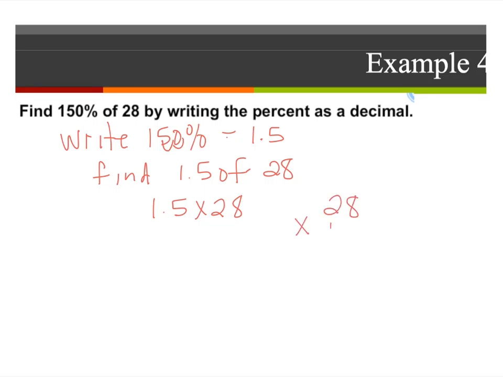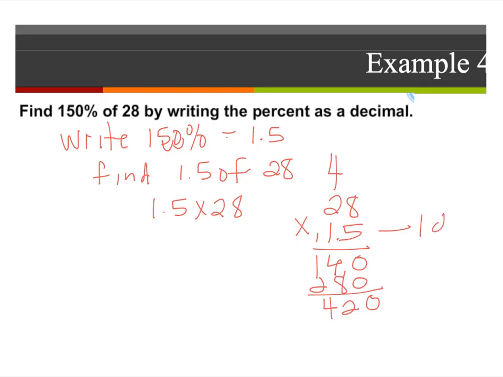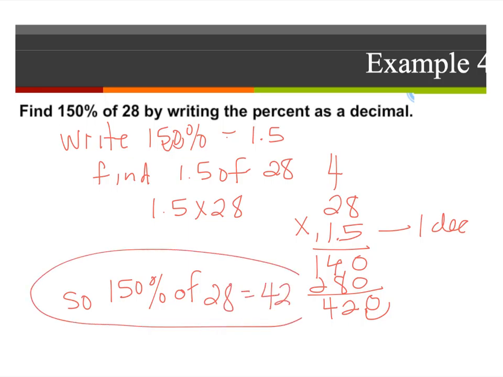Go over here, 1.5. 8 times 5 is 40. 5 times 2 is 10 plus 4 is 14. Put my 0. 8 times 1 is 8. 2 times 1 is 2. Add that up. I get 42. I have 1 decimal space here. So I move my decimal over here so we can say 150% of 28 is equal to 42. Make sure you're copying all this.